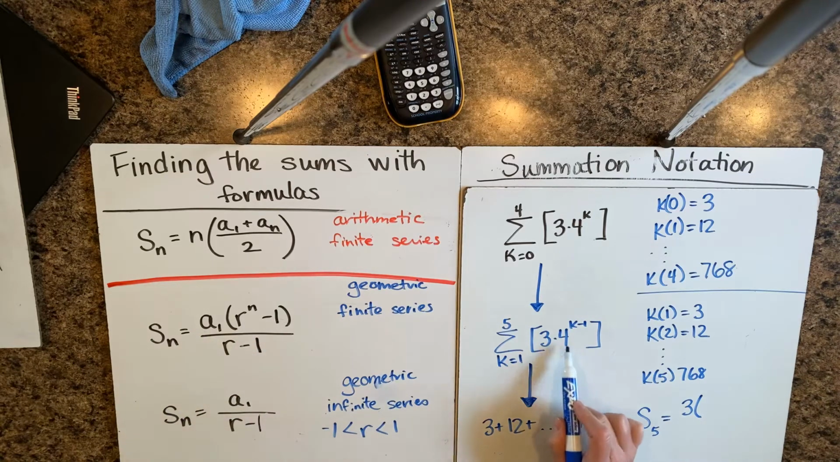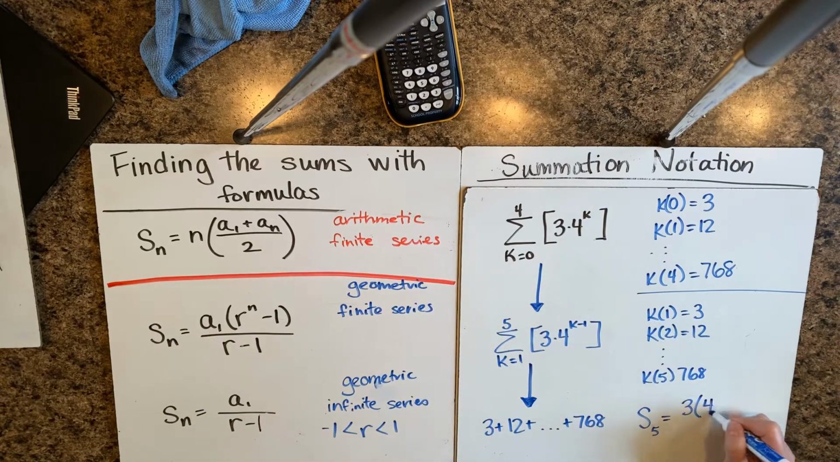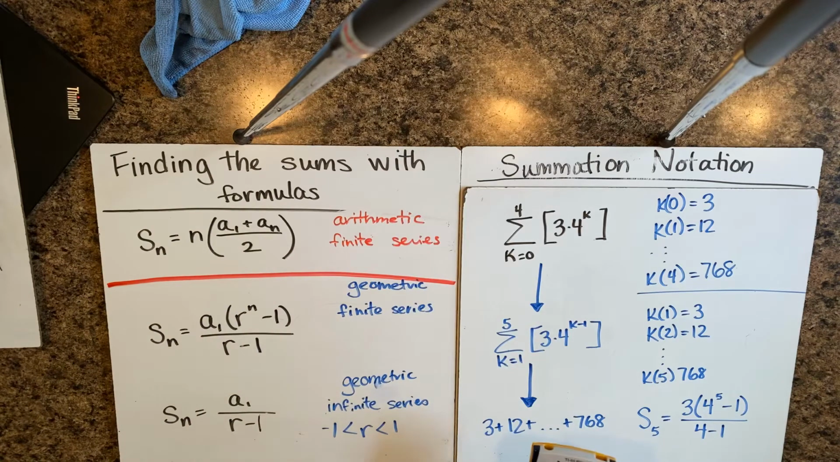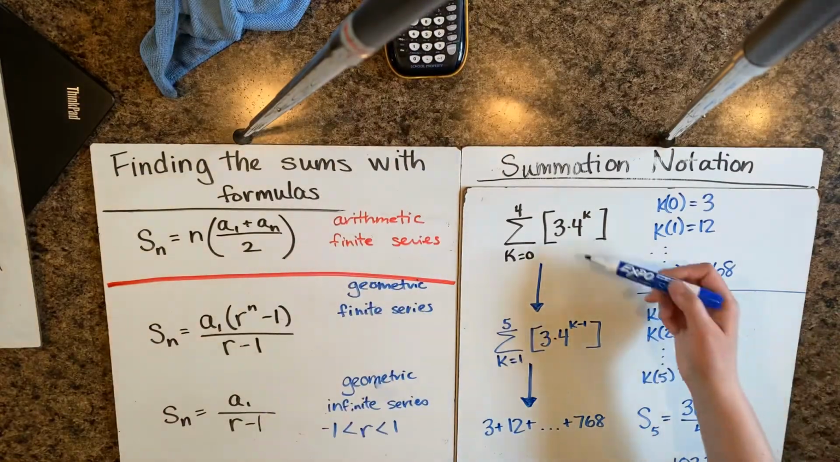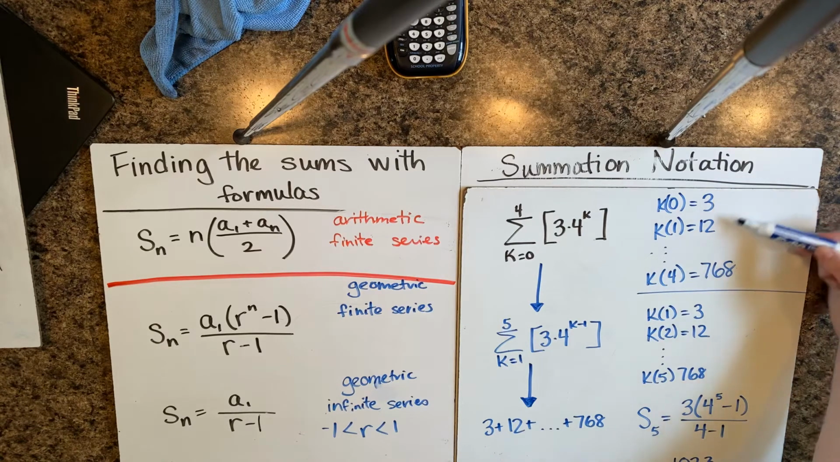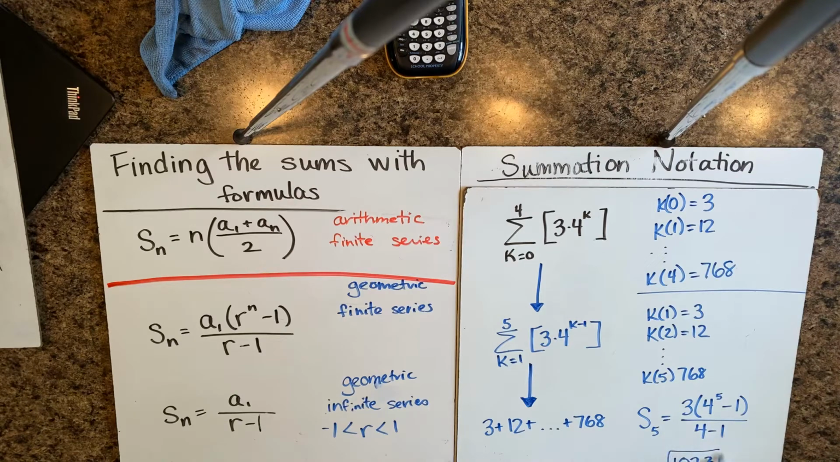The ratio is found here or here in the formula, so 4 to the nth power. Again, n just represents how many terms. There are 5 terms no matter which of these two you're using. Minus 1 over 4 minus 1. We throw that in our calculator: 3 times 4 to the 5th minus 1, divided by 3, and we get 1,023. That should work no matter which way you did it, because we're just talking about using this as our first term. Our common ratio is still the same.